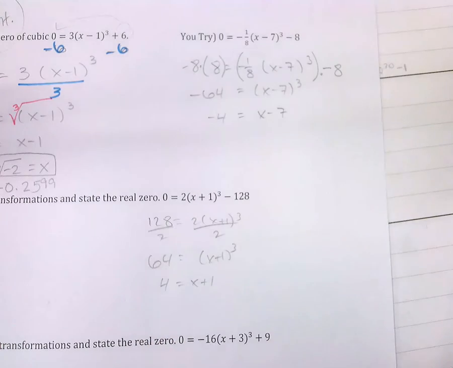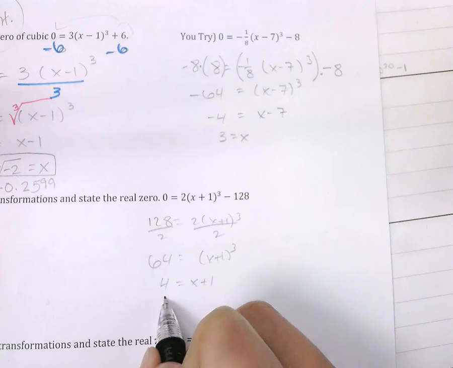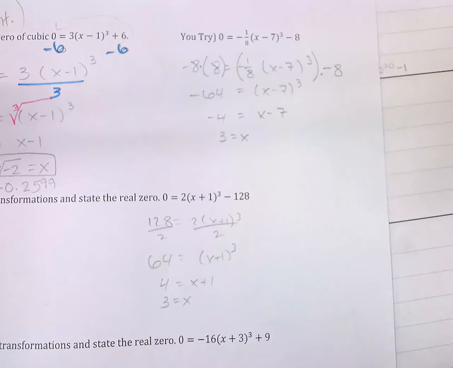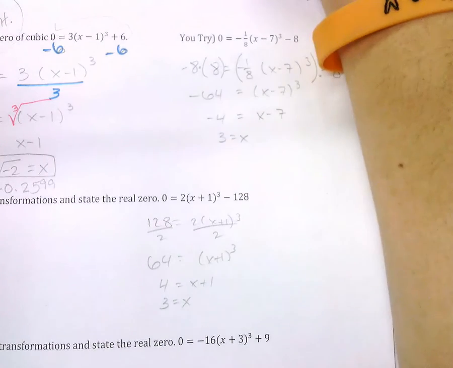Wait, what are we doing? Oh, you still get 3. Just doing 2 problems at once. Here we're going to add 7 and we get x equals 3. Here we're going to subtract 1 and we get x equals 3. That's so weird. Hold on. Coincidence? I did not. Actually, it is. I did not. Okay.